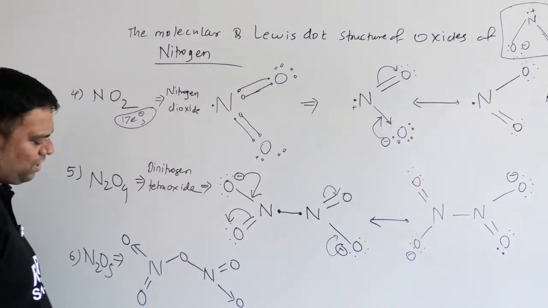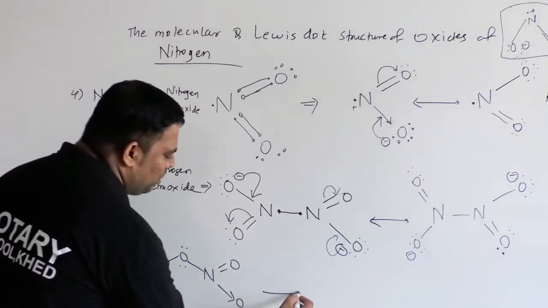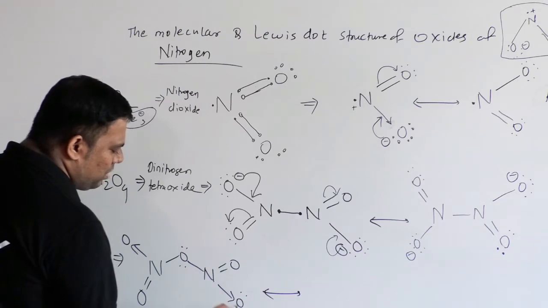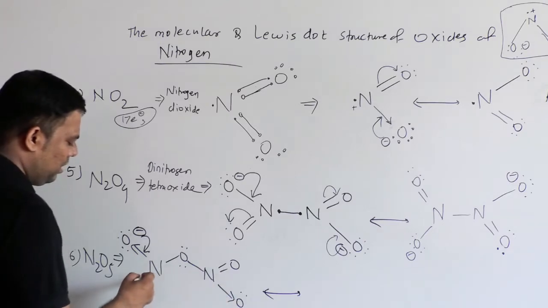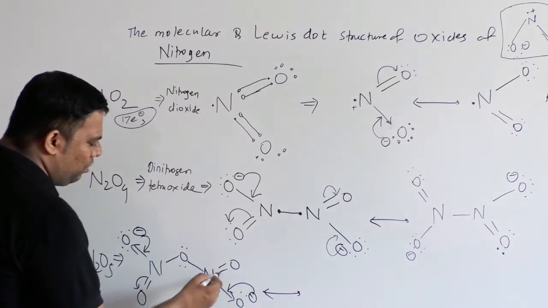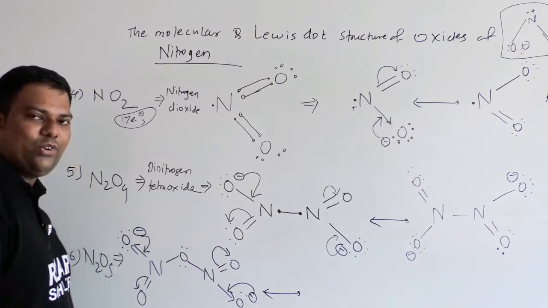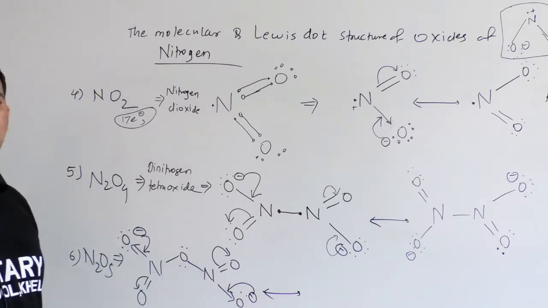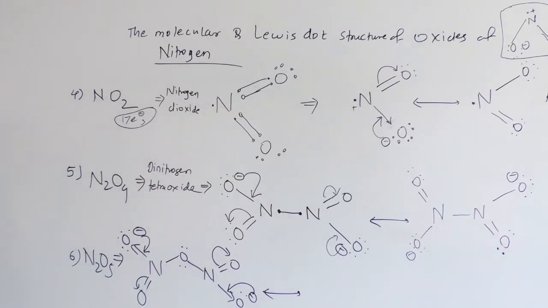N2O4, understood. So what will happen next? You can mention that the negative electron forming the bond between this N and O, this bond will shift. Then you can write it easily, you have to write this. I hope you understood all the structures of oxides of nitrogen carefully. Concentrate on this.